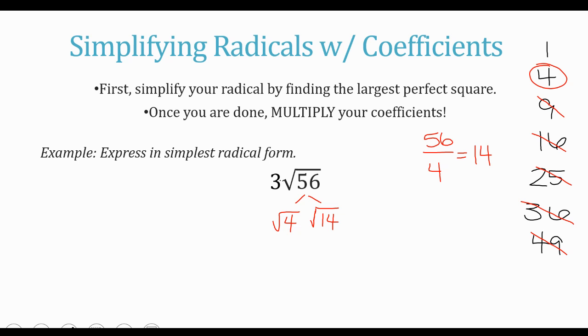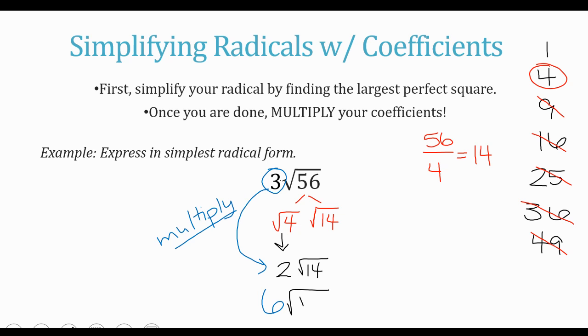Okay, so now let's simplify this square root of 4. Square root of 4 is 2, because 2 times 2 is 4. And I'm going to just bring down that 14. But we still have this 3 in front, right? So what we're going to do is multiply that to the 2, because they're both out of a radical sign. They're technically both coefficients, so we're going to multiply them together. And we're going to get 6, and then just bring down that radical 14. So all we did was simplify a radical and then multiply those coefficients. Make sure to bring down that 3 though, because a lot of students forget about it, but you have to bring it down, you have to multiply it.